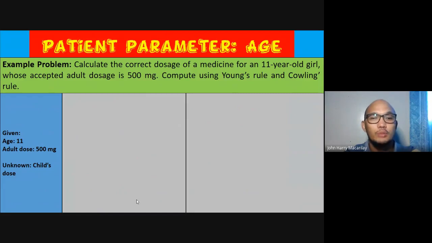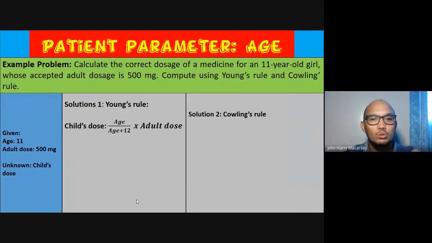So currently, the patient is 11 years old. And then the unknown now is the adjusted dose for this particular child. So let's first use the formula or solution using Young's rule. So let's determine the answer using now Young's rule. So for the formula, child's dose equals age over age plus 12 times the adult dose. So we will just substitute our given to this particular formula.